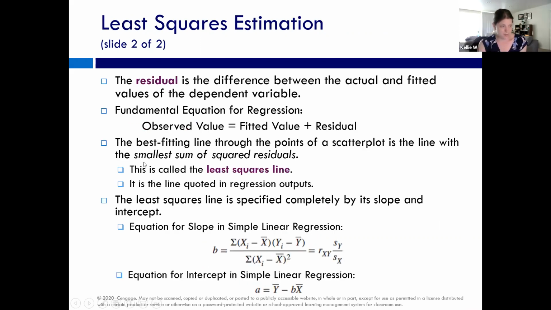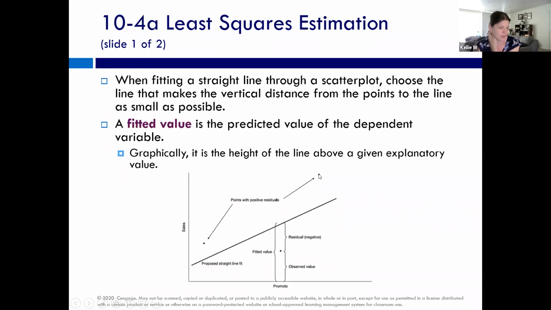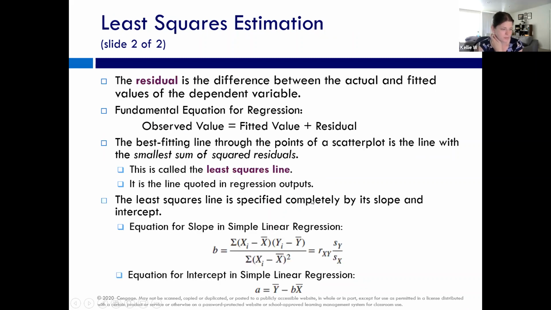Okay, so a residual is the difference between the actual and the fitted values. So our observed value would be the fitted value plus the residual. So if we look back at our line, the residual is the difference between the two. And like I said, the best fitting line will be the line with the smallest sum of squared residuals, or the least squared line.